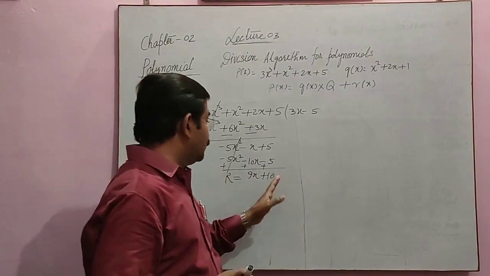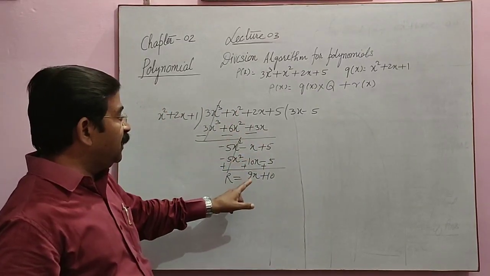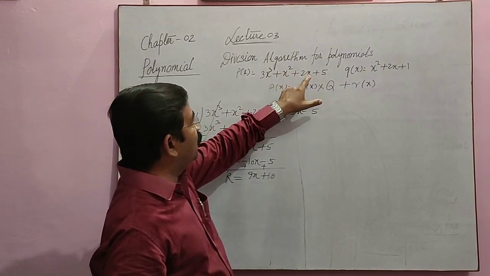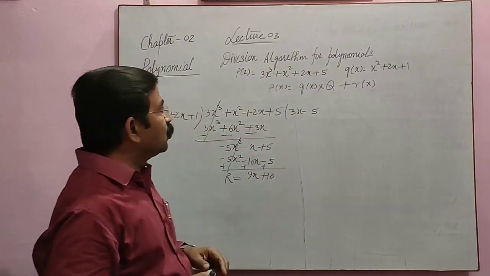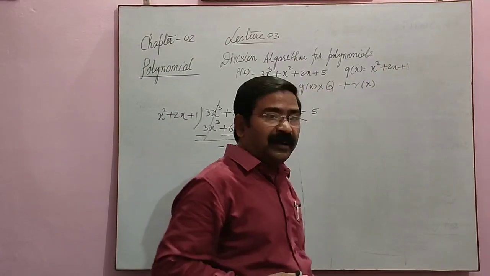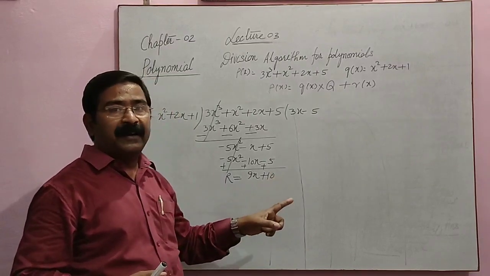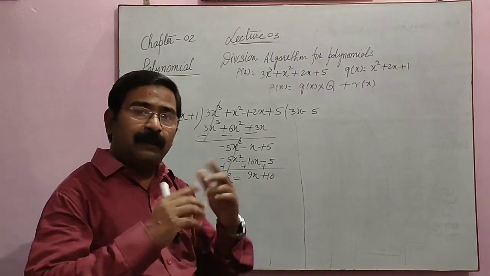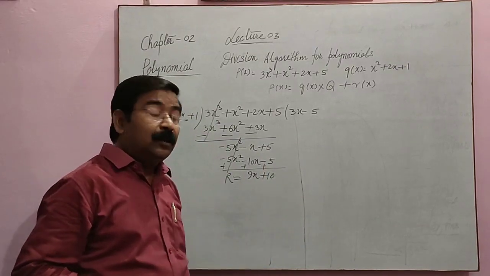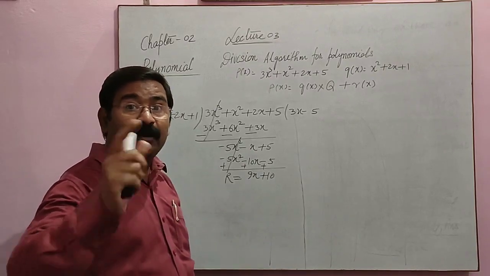So what is the case? What must be added to this polynomial 3x cube plus x square plus 2x plus 5 so that it can be divided by the polynomial x square plus 2x plus 1 exactly? I had shown what must be subtracted. So whatever remainder is there, that must be subtracted. In case of addition, what must be added? To divide the number exactly, the remainder must be 0.